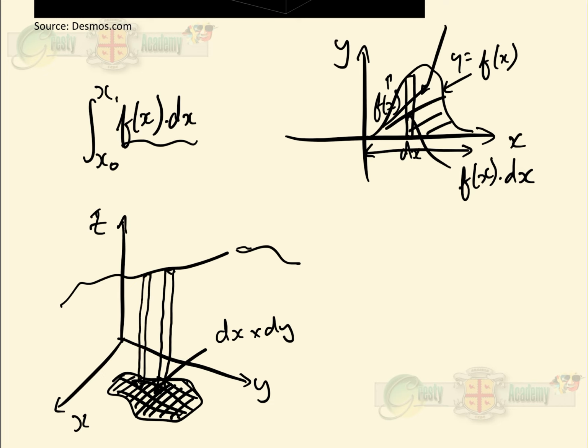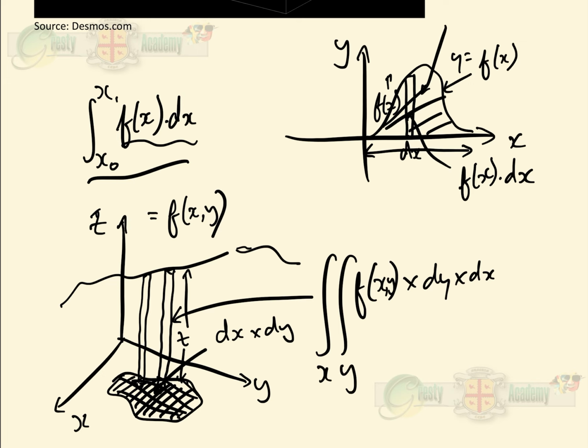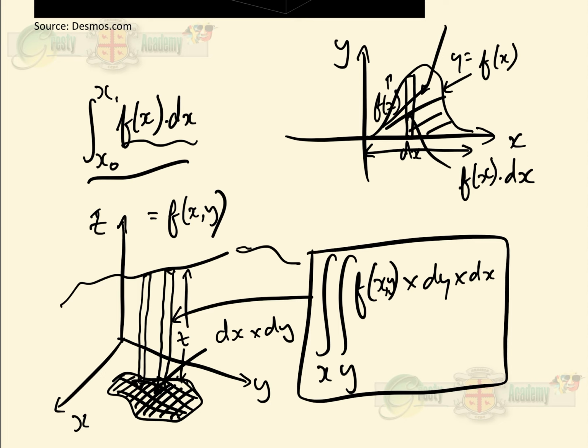We're going to build all of those cuboids, and each one of those cuboids is going to have a volume of z, which is f of xy, times dx times dy, for each of the little cuboids. Then, just like we did with the single integral, we are going to sum all of those over x and over y. And so basically our volume will become this double integral here.